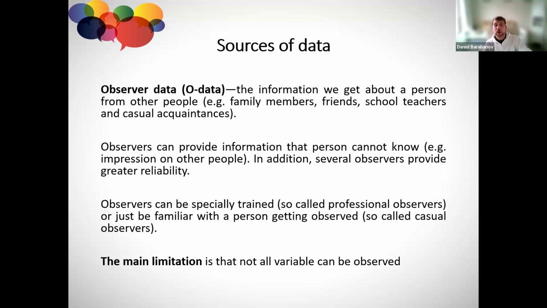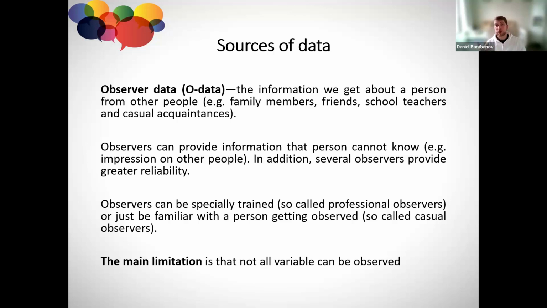So the main limitation of this source of data, which can be quite reliable and valuable for research and practice, is that not all psychological variables are observable, right? So, for example, we cannot see what the person thinks. We cannot see what the person feels, right? We can observe behaviors and activities. Sometimes the consequences of different life choices, task solving and problem solving, but only when we see the result already.